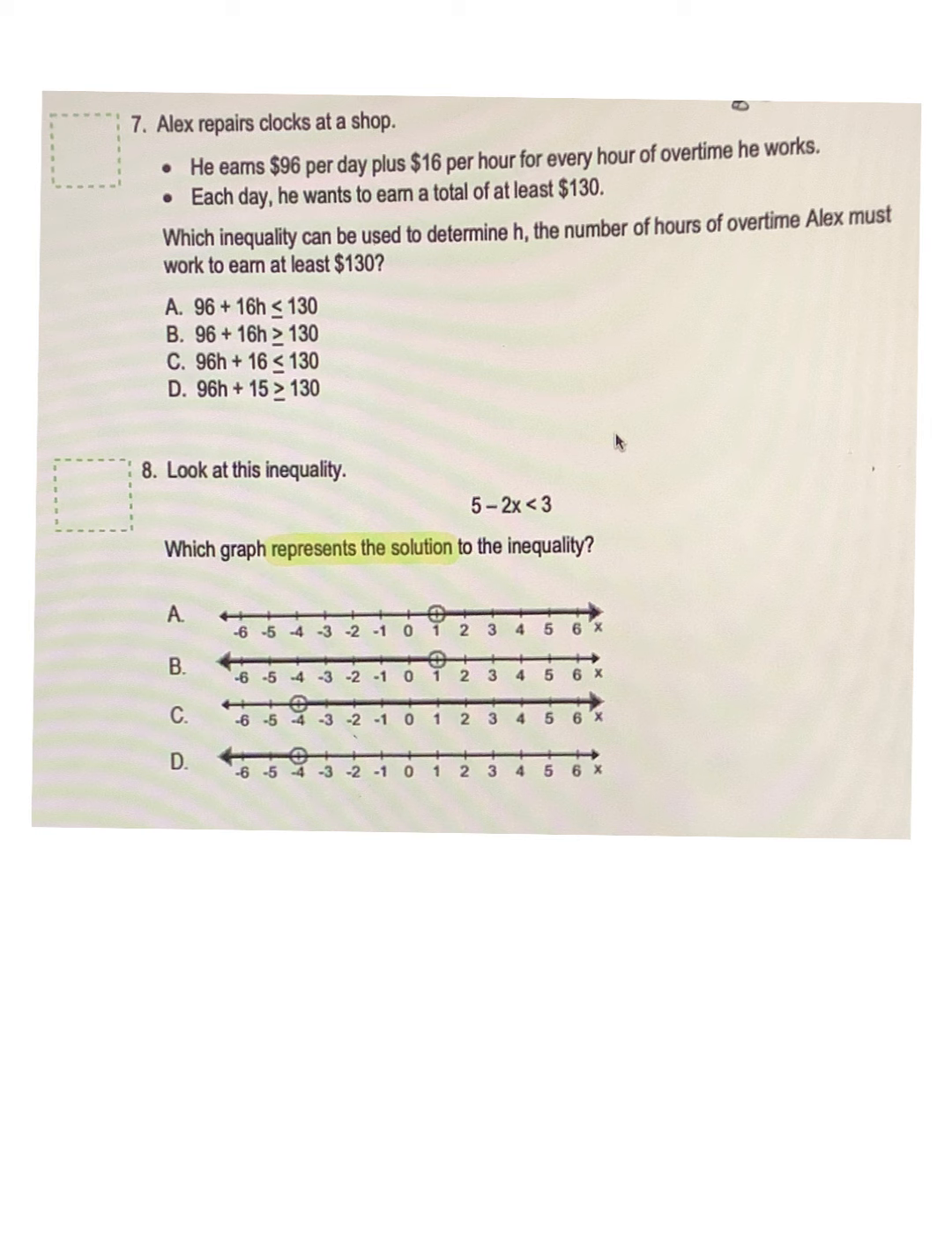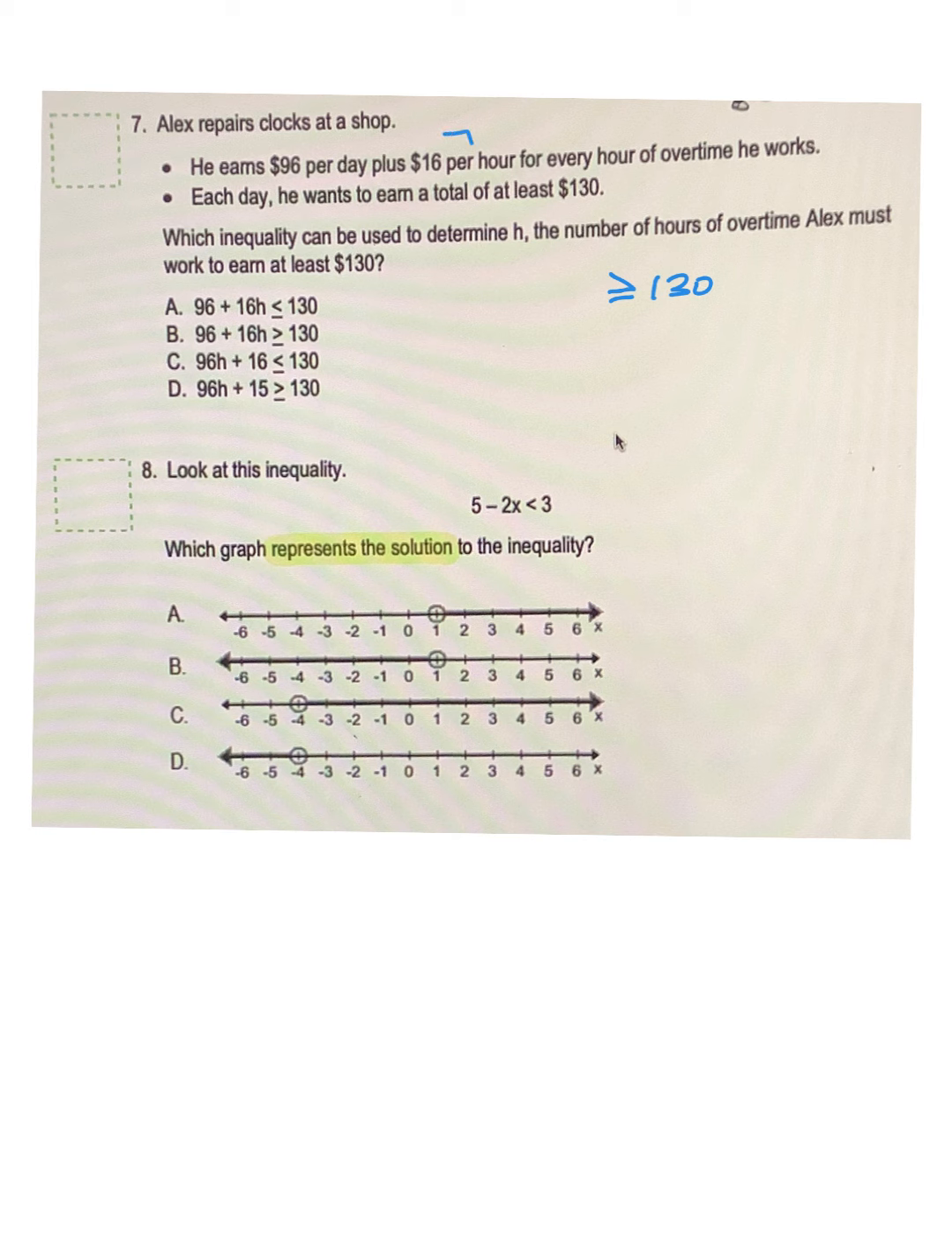So for number 7, he earns $96 per day plus $16 per hour for every hour of overtime he works. And each day he wants to earn a total of at least $130. Like, he doesn't mind if he makes more, but at least $130. So which of these inequalities reflects the number of hours of overtime he must work in order to earn at least $130? So we already know when it says at least, that means it has to be greater than or equal to 130. Now, he can work more, but at the very least he has to make $130.